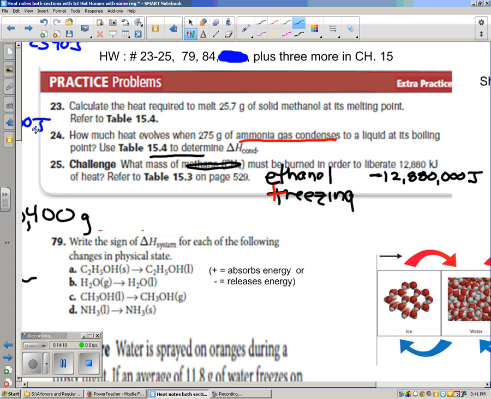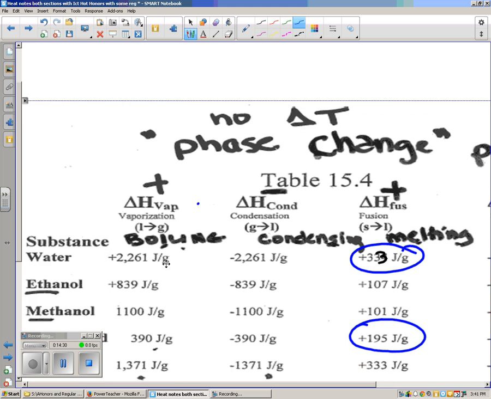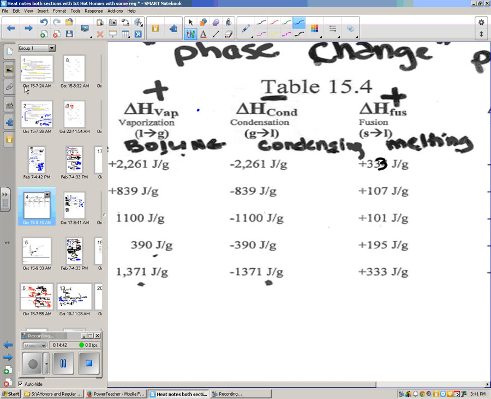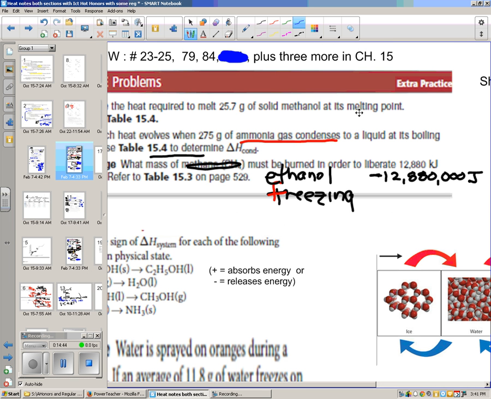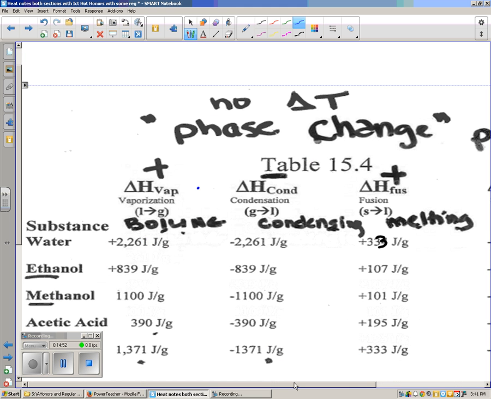The next question is going to be how much heat evolves when 275 grams of ammonia condenses. So again, you have to look on the list of constants. And so you're going to do methanol boiling, I believe it was. Let's check again. Yeah, methanol melting. So you're going to use methanol that's melting, and you're going to use the 101.